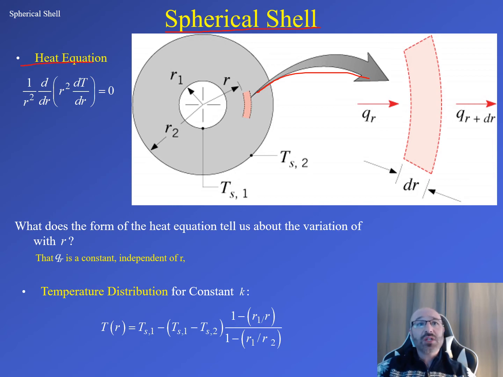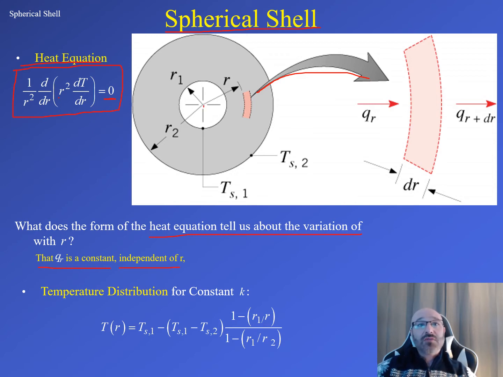So our heat equation, if we're dealing with a spherical shell, is given by this relationship right here: 1 over r squared times d/dr of r squared times the change in temperature with respect to r, dT/dr, is equal to 0. Now, what does this tell us? What does this form of heat equation tell us about the variation with r? Well, what this tells us here is that q_r is a constant, and this is going to be independent of r.